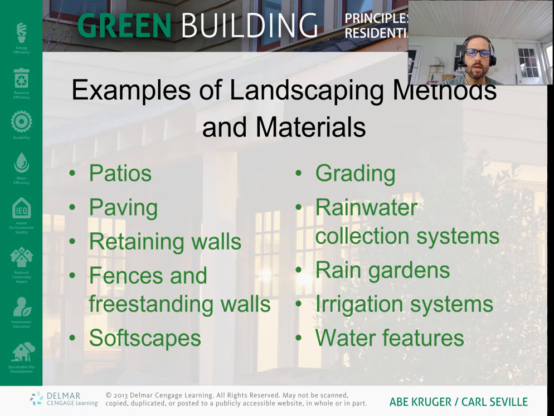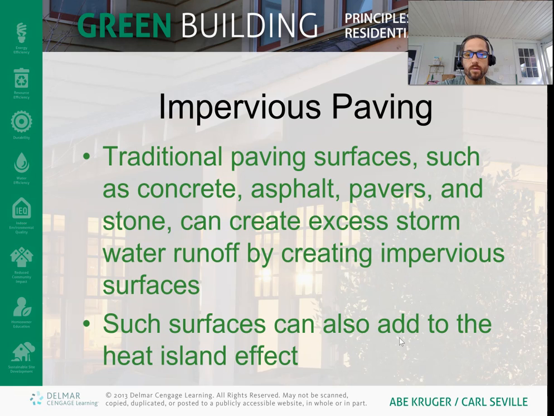These are just examples of a bunch of different landscaping methods and materials. You're probably familiar with a lot of these: patios, paving, retaining walls, and so forth. We'll go over a little bit of rainwater collection systems and rain gardens. Those are pretty novel, and they're ways to naturally recharge the soil. And you can make little water features too, fountains and so forth.